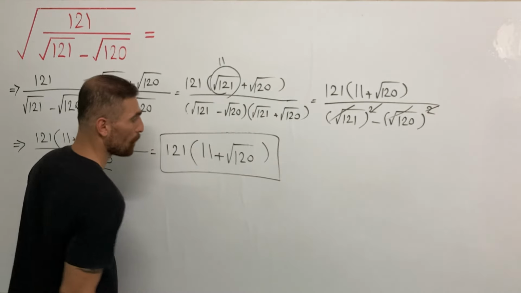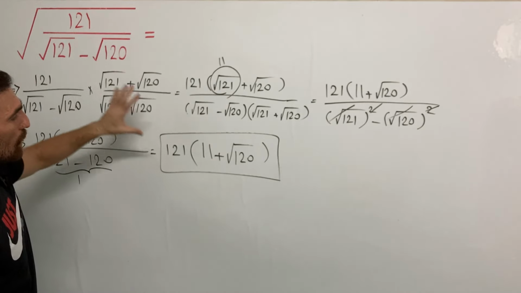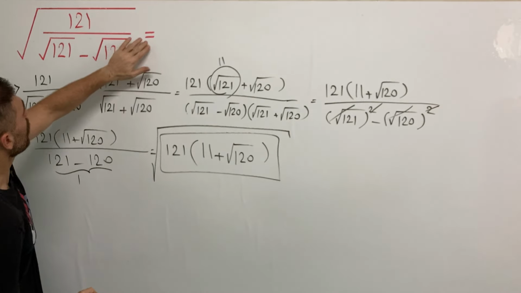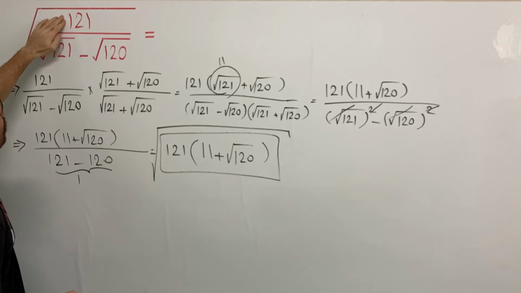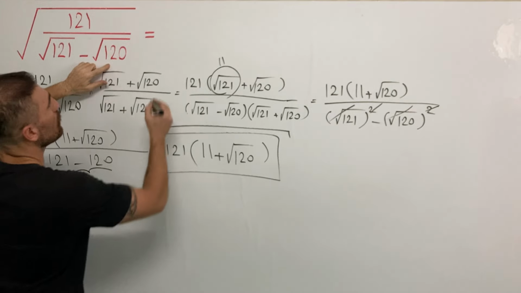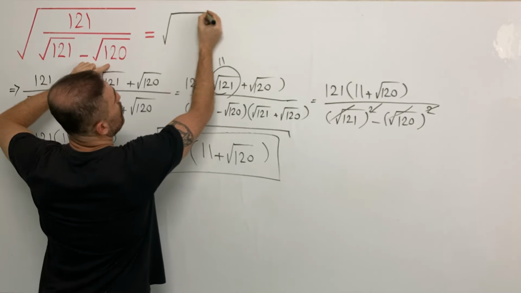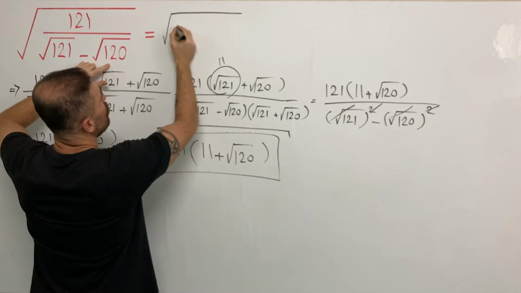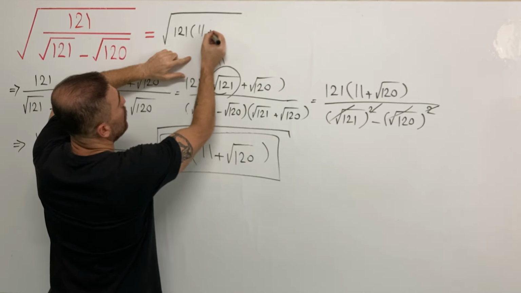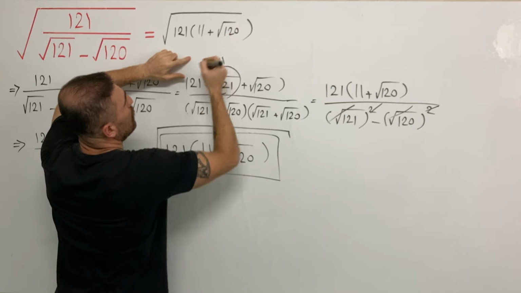What is this? This is still our inner part. We need to calculate the square root of this. So I write here square root of 121 over square root of 121 minus square root of 120 is equal to 121 times 11 plus square root of 120.